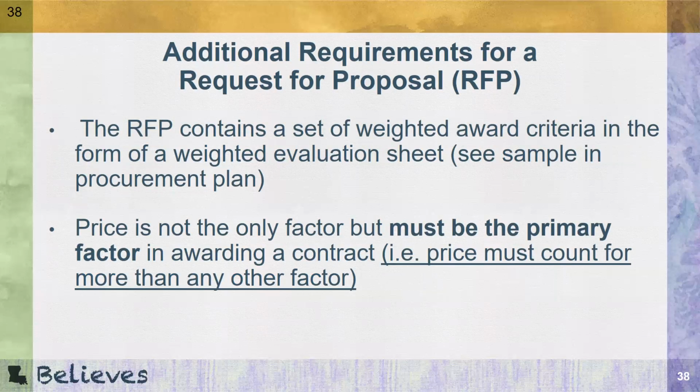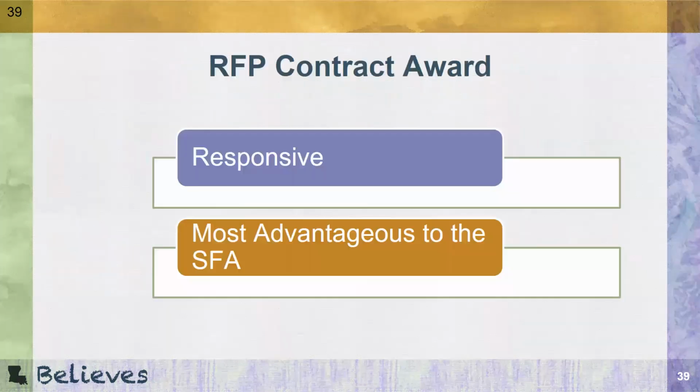But remember that if you're using an RFP, we talked about there having to be a set of weighted award criteria. And while price is not the only factor, it has to be weighed higher than any other factor. And each prospective vendor must be provided the award criteria that you are going to use and the weight of each criteria. When you make your award, you're going to make it to the most responsive vendor that is the most advantageous to the SFA with price and other factors considered.